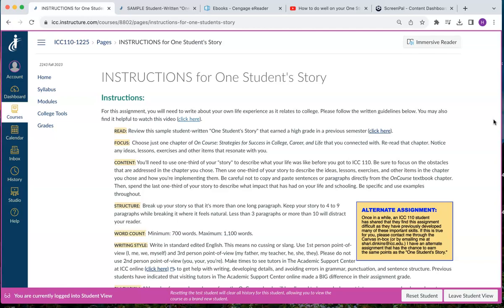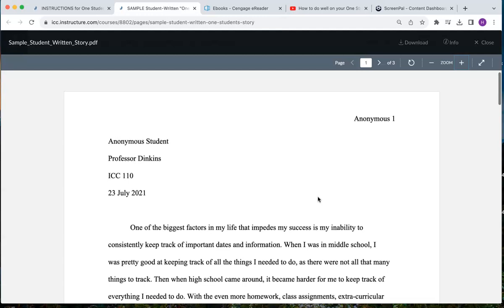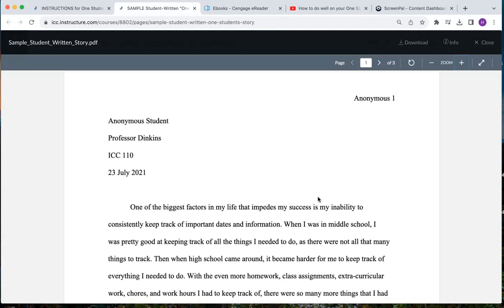Here are the instructions for one student's story, and we'll also take a quick look at the writer who did this several semesters ago and why that student did so well. So first it says to read the student sample. As you're glancing at this sample, you're going to notice a couple of things. Number one, it's typed. It is written in either Google Docs or Microsoft Word and submitted to the assignment feature.